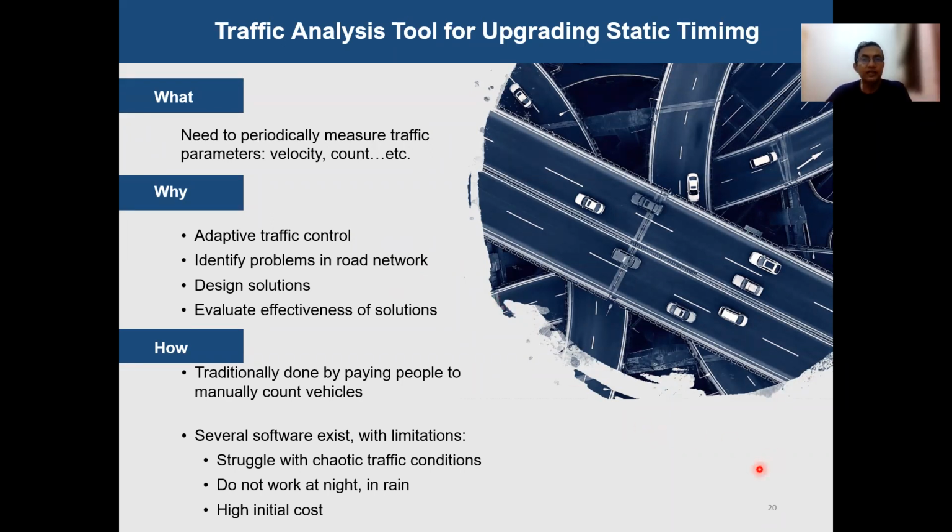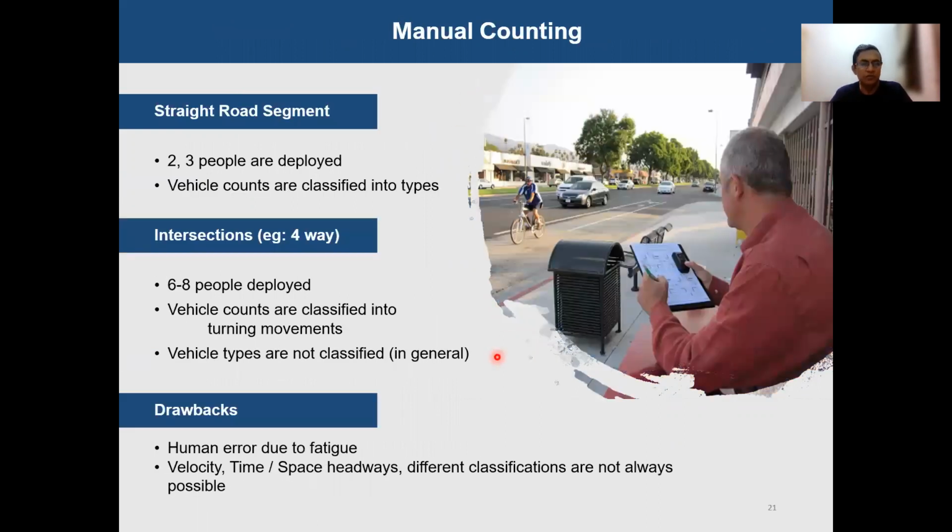Now, this traffic analysis is usually done manually. Maybe some of you have been involved in this kind of survey, right? You go out there with a chart, and you sit on the roadside for a couple of hours and fill the form, right? How many vehicles, motorcycles, cars, etc. And that is the traffic data that you collect. Based on that, you set the static timing, right? There are standard algorithms to do that.